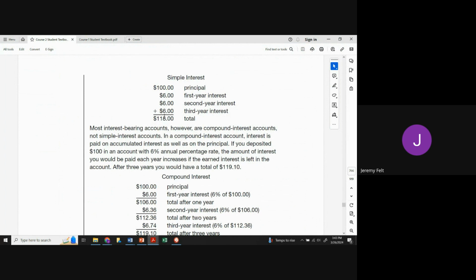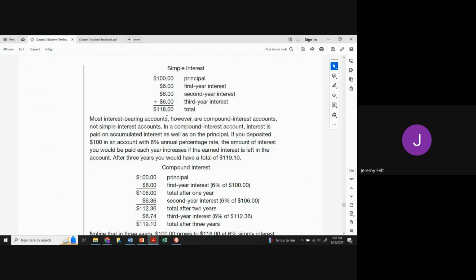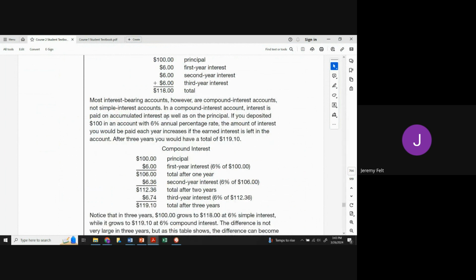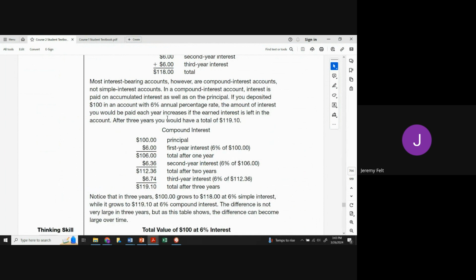Year 1, 2, 3, you now have $118. 18 extra dollars. So yeah, that interest rate, 6%, would not be terrible. That's a pretty good return on investment. But with inflation and things like that, it probably isn't going to keep up. Most interest-bearing accounts, however, are compound interest accounts, not simple interest. So compound is good when it's our money.